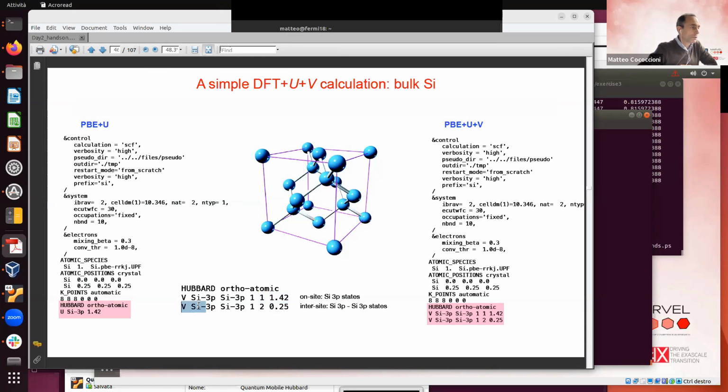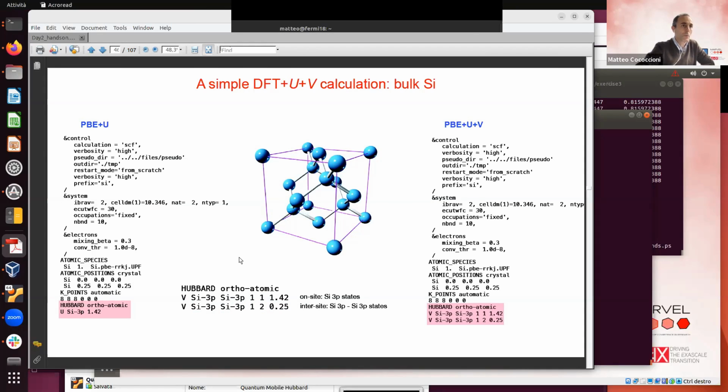The second line is the new thing. So you're telling the code that you want to use a V between the silicon number 1 3p states and silicon number 2 in your list, which is the nearest neighbor of the previous one, also 3p states. And the value of this V is 0.25. Okay. So this is basically the simplest case to enter an intersite V between this atom and this atom.